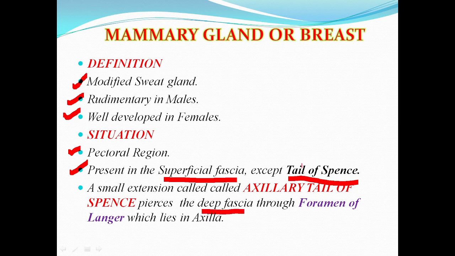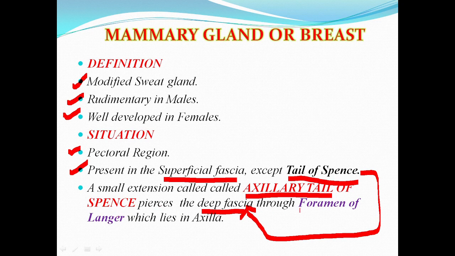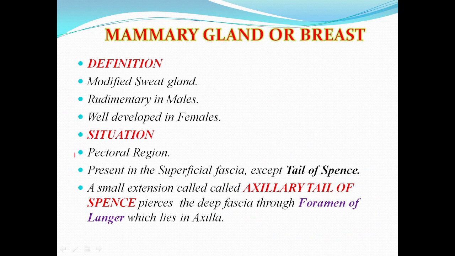After the superficial fascia, what should be present? The deep fascia. Now the tail of Spence enters into the deep fascia. It is located in the deep fascia. While passing from the superficial fascia to the deep fascia, it passes through a foramen. The axillary tail of Spence pierces the deep fascia through what? The foramen of Langer. Please try to remember the key important points. In the superficial fascia, what is present? The mammary gland. And the part of the mammary gland, the tail of Spence, is located where? In the deep fascia. How does the tail of Spence go into the deep fascia? Through a foramen. What is the name of the foramen? The foramen of Langer.